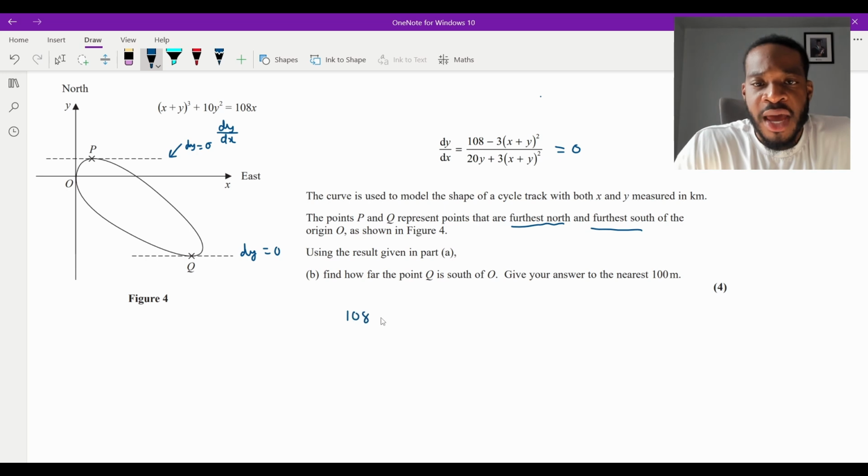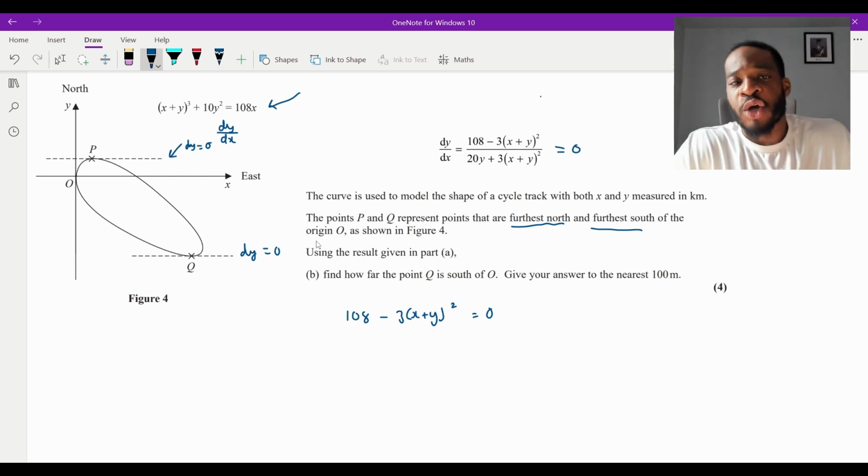So I'm going to do that. 108 minus 3x plus y all squared is going to equal 0. And then that way we can use algebra, solve it. Remember, we have this curve as well. This is the actual curve. Use algebra to solve it simultaneously to figure out what x and y must be.